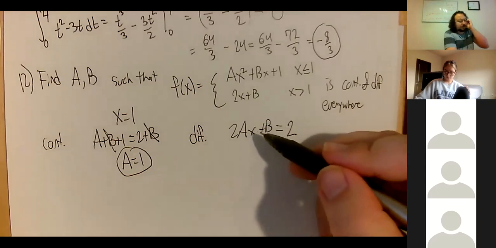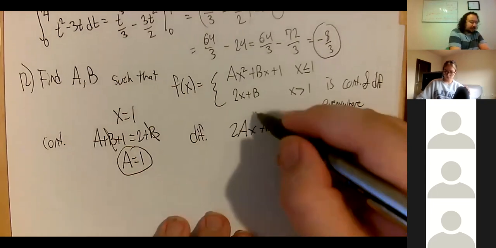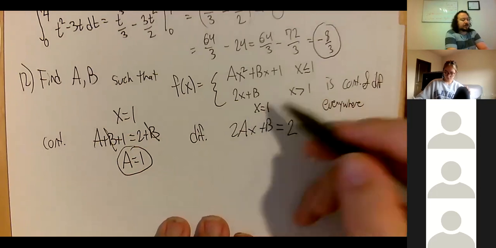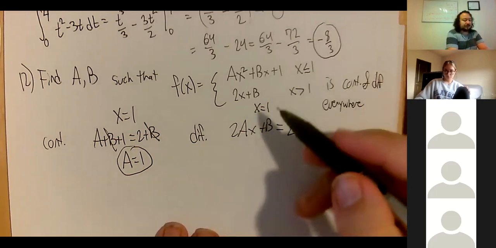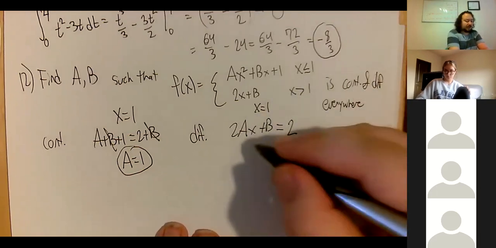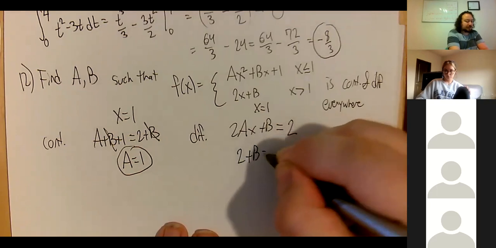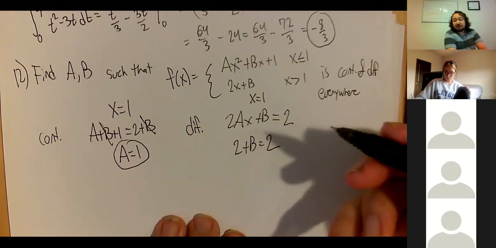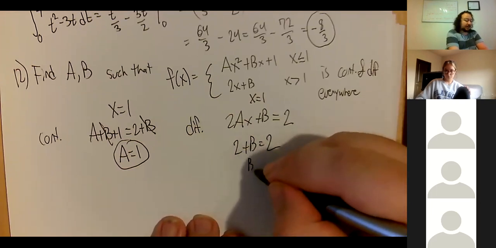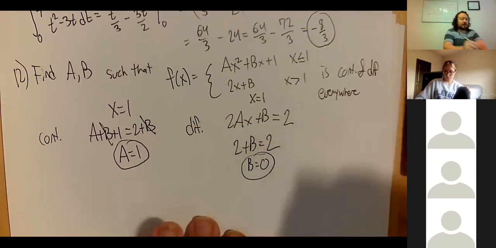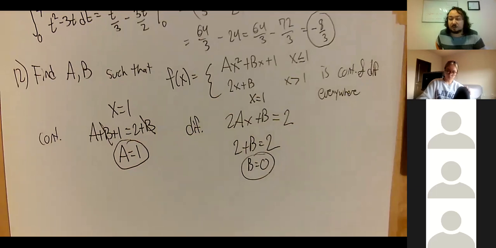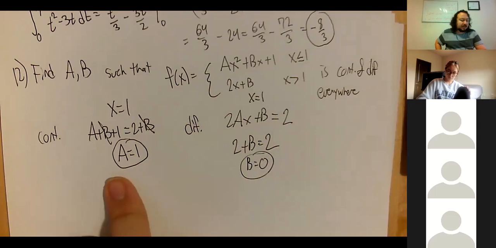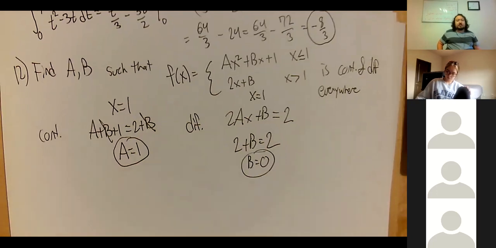All right, now I already know what a is. A is 1. And I know that I'm doing this at x equals 1. So I plug 1 in for both of these, and I get that 2 plus b needs to equal 2. But the only way you could add something to 2 to get 2 is if the thing you add is 0. We end up getting that b needs to be 0 in order for this to be differentiable. So a equals 1 made it continuous, and b equals 0 made it differentiable.